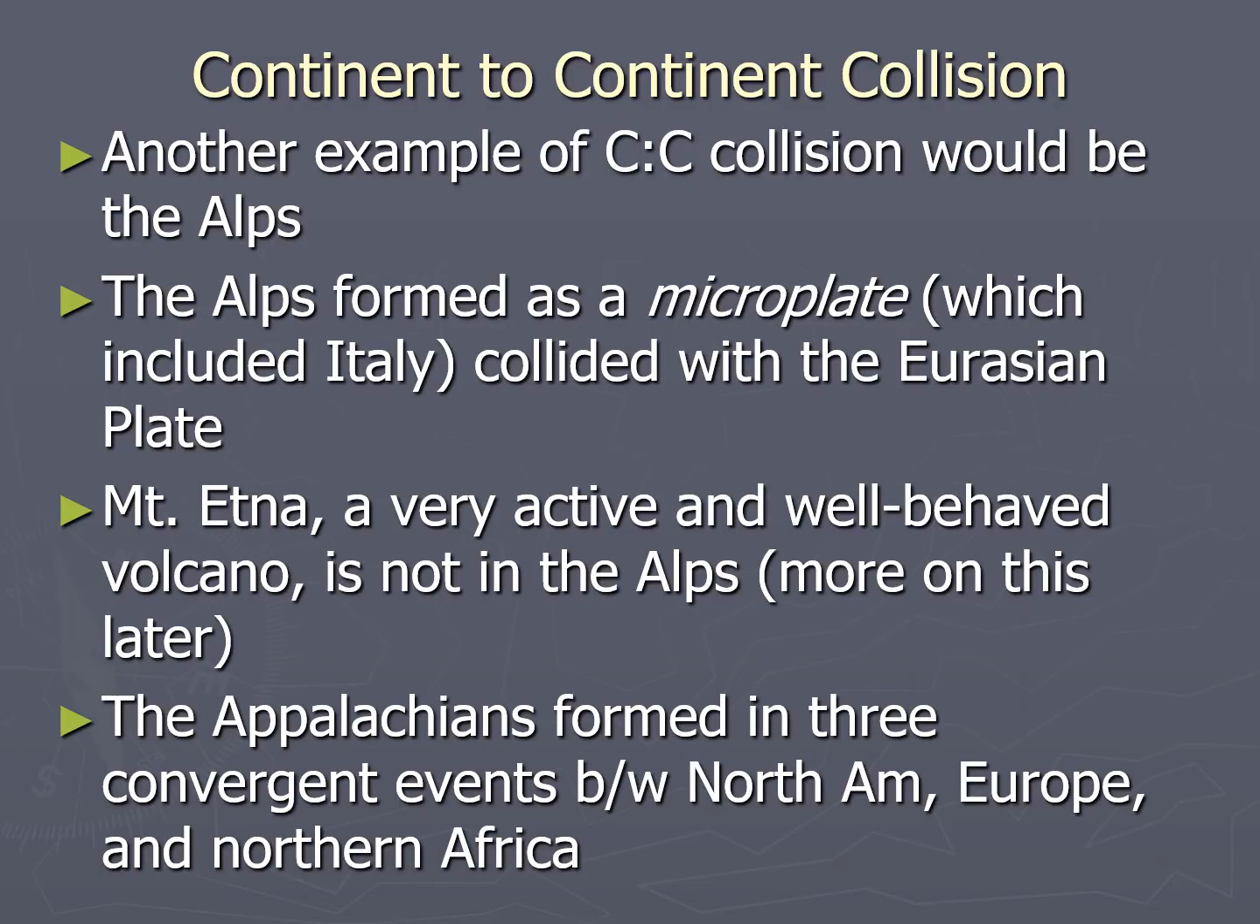And another different example of continent-to-continent collision would be the Alps. This is in Europe. The Alps formed as a microplate, which included Italy, collided with the Eurasian plate. The Appalachians would be another example of continent-to-continent collision in the past. So there were three different mountain building events between North America, Europe, and Northern Africa, forming the Appalachian Mountains.